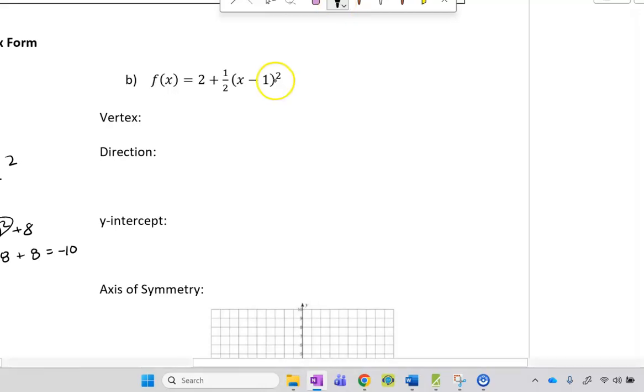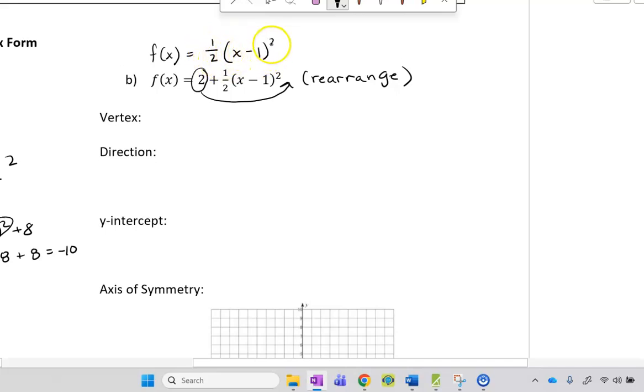Head to B, and I want to mention that sometimes it's meant to trick you a little bit, to see if you know how to rearrange things so that it looks like the vertex form we've been working with. And this doesn't look exactly like the vertex form we've been working with because we have this 2+ situation out front. So what I'm going to do is move my 2 over here just to get it looking like it should. So I've got +1/2 times x minus 1 squared plus 2.